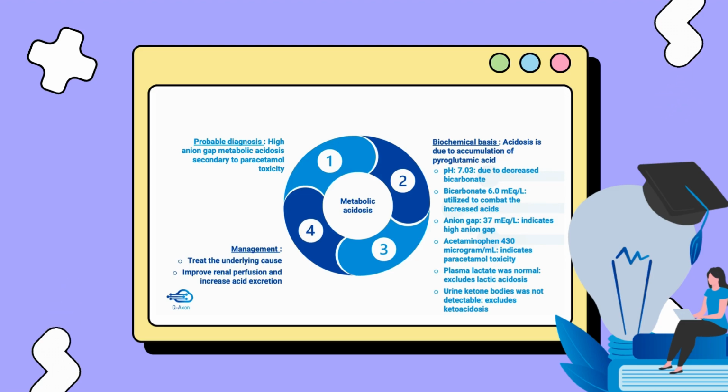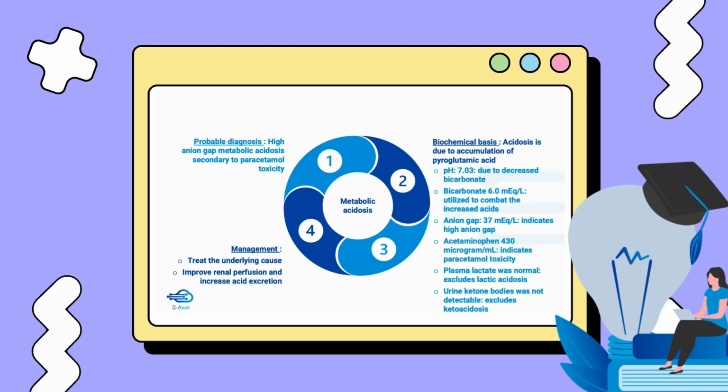Coming to the management, we have to do certain investigations: blood sugar level, to rule out diabetic ketoacidosis; creatinine level, for any renal disorders; serum electrolytes; arterial blood gas analysis to look at the various blood gas parameters; urine pH; and urine ketone bodies.